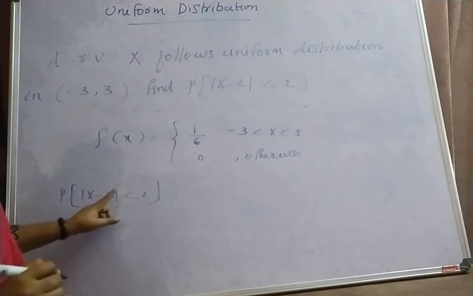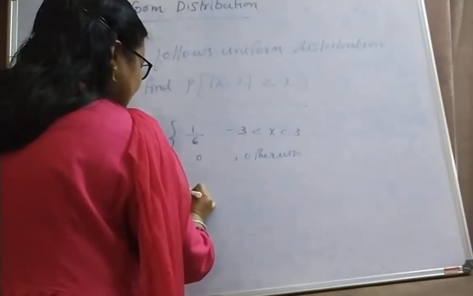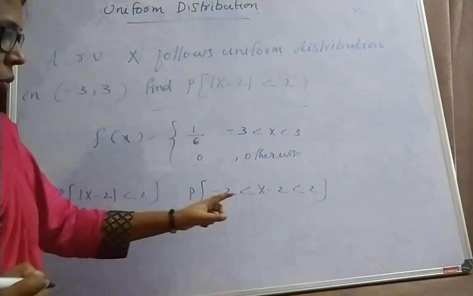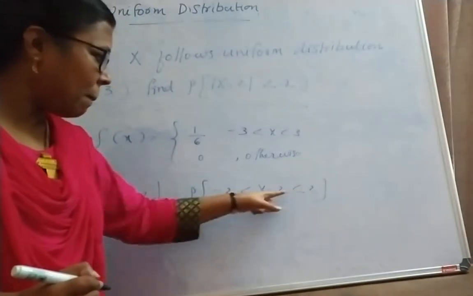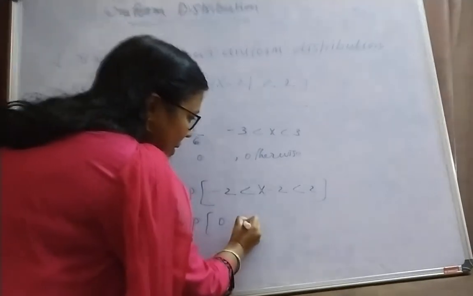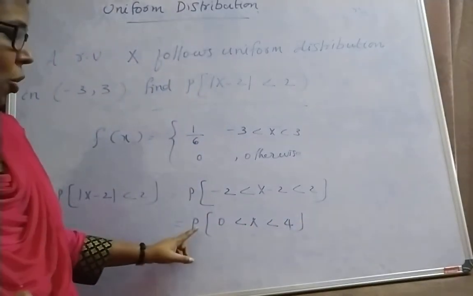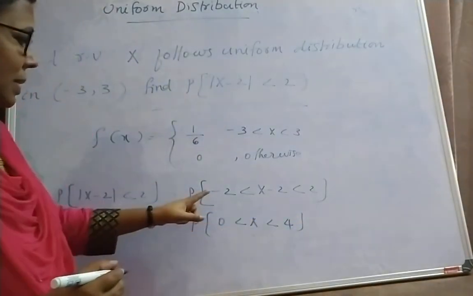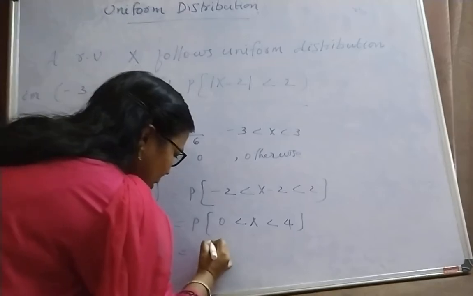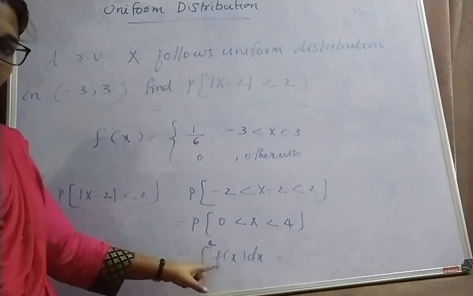Here mod x minus 2 less than 2 means x minus 2 lies between minus 2 and plus 2. That is probability of minus 2 less than x minus 2 less than 2. Then for cancelling this minus 2, we are adding plus 2 throughout. Therefore, minus 2 plus 2 is 0, less than x minus 2 plus 2 is x, less than 2 plus 2 is 4. We have to find probability of 0 less than x less than 4. Since it is a continuous distribution, that is integral 0 to 4 f of x dx.